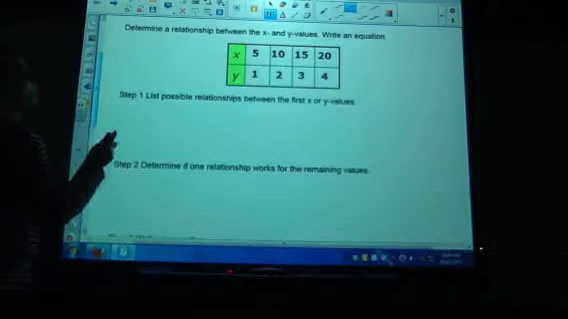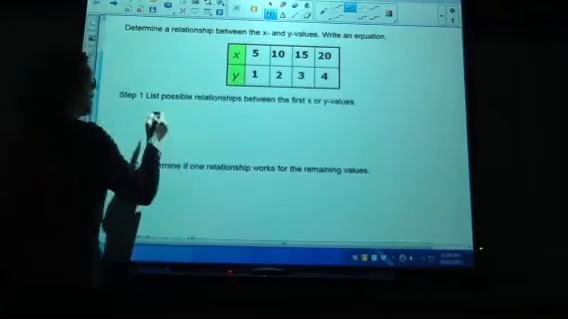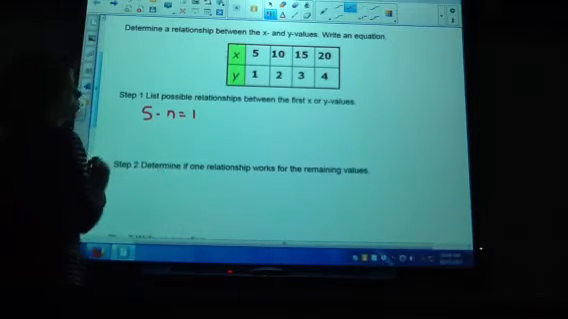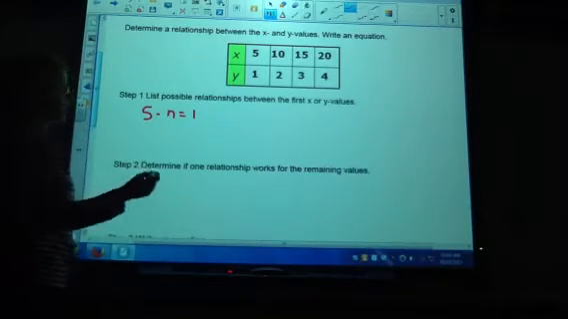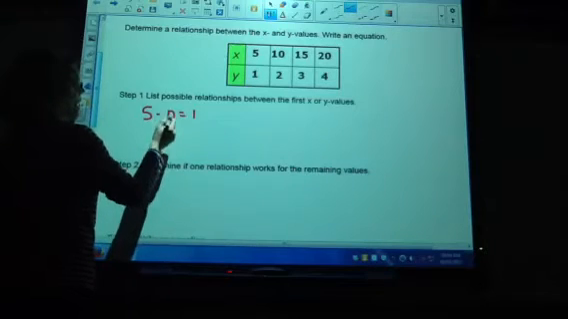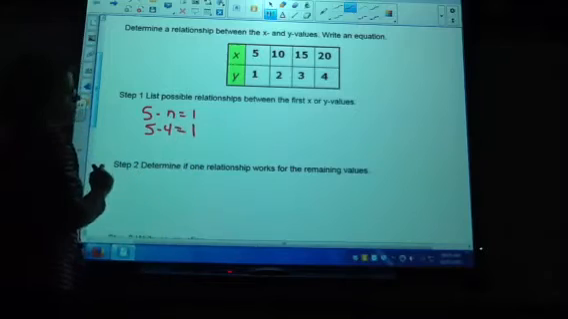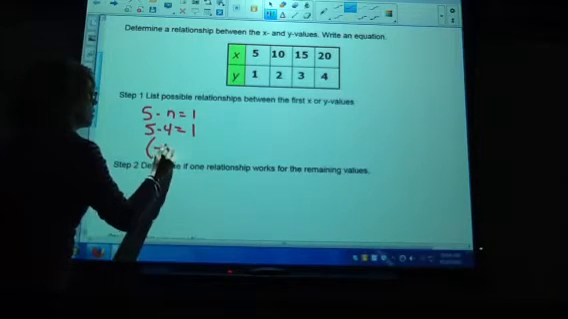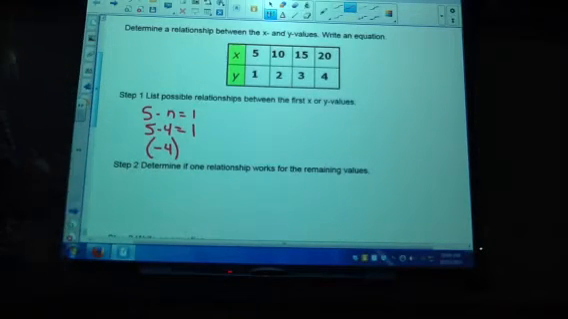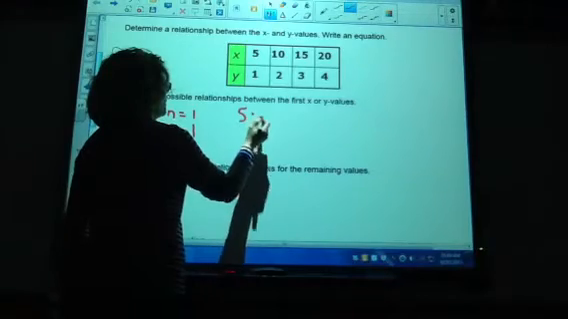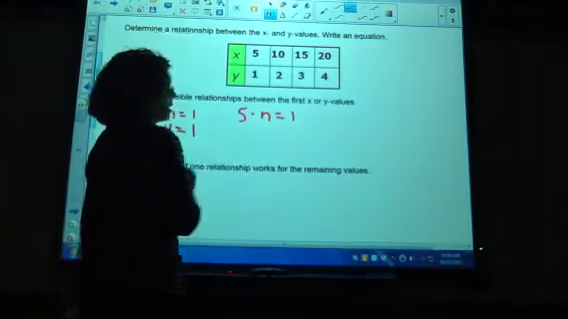So what we need to do is, how do we get from 5 to 1? So 5 minus what equals 1? You all should be able to do this mentally. Okay? So 5 minus 4 is going to give us 1. So our computation here is minus 4, or 5 times what equals 1?